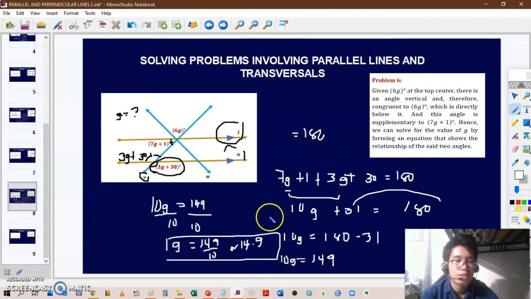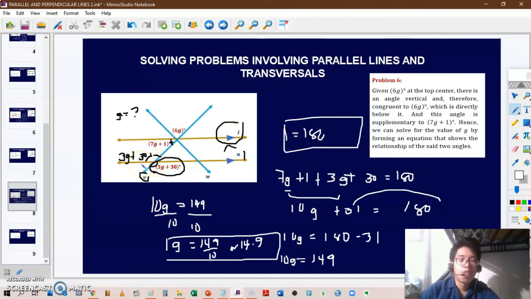Very easy. We just use the same side interior angle theorem to find that the relationship here is equal to the supplementary angles of both angles 3G plus 30 and 7G plus 1 degrees.